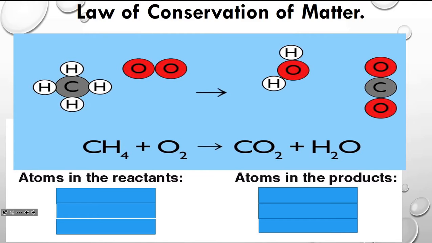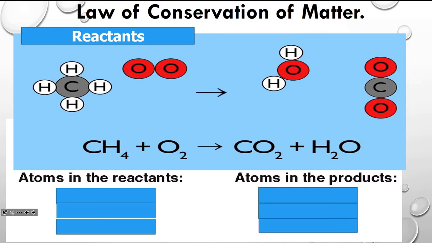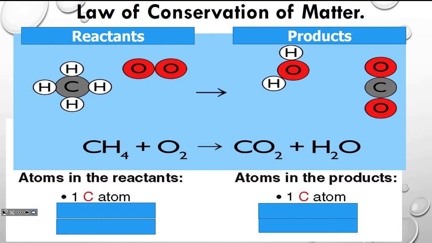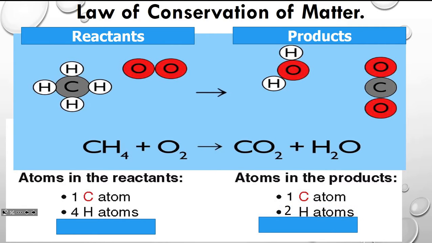Okay, so in the conservation of matter, what do we have in the reactants? We have reactants on the left, and products on the right. On the left, we have one carbon atom. If we look on the right, we also have one carbon atom. If we look on the left, we have 4 hydrogen atoms, but on the right, we only have 2. You see that? So we need to change that to 4.